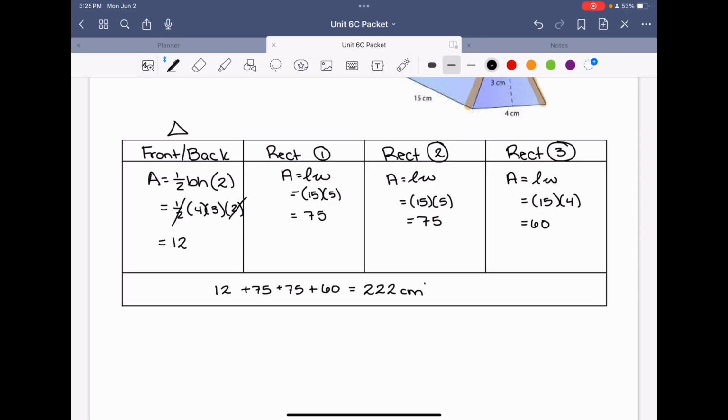centimeters squared. All right, that is all for this lesson. Good luck on your homework.